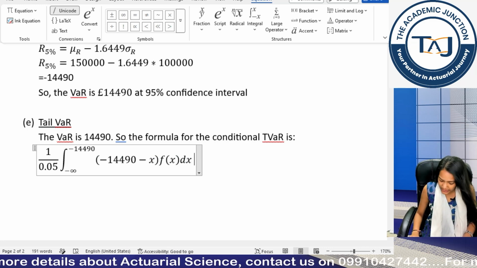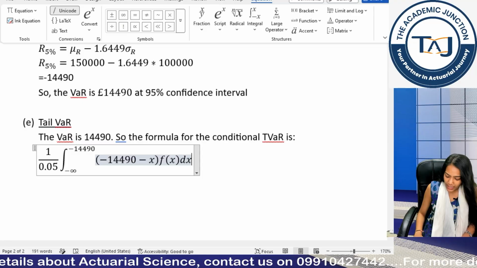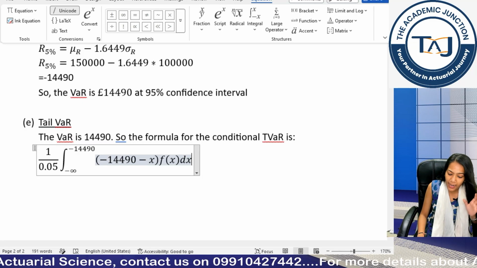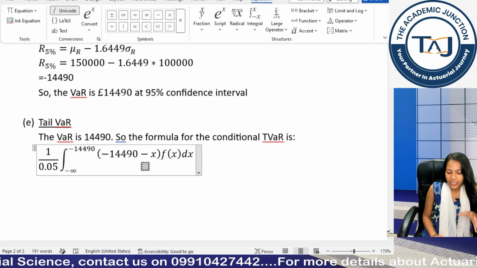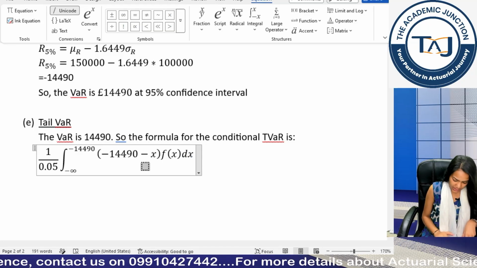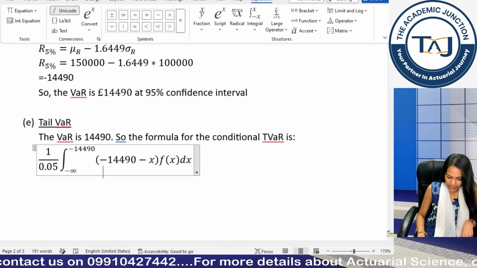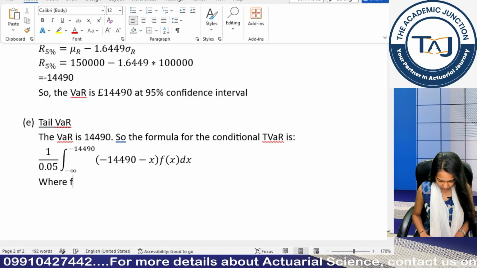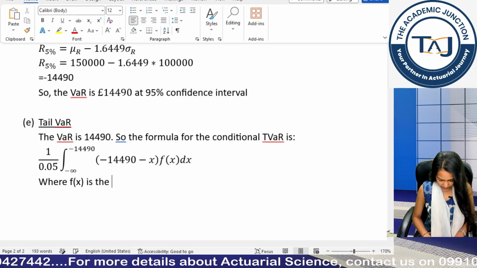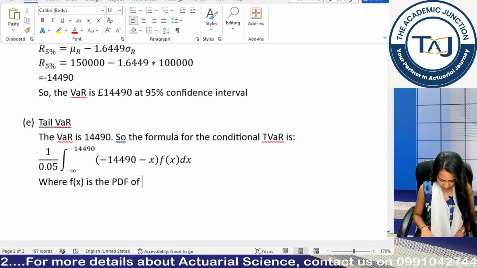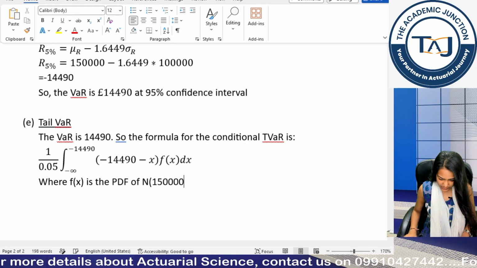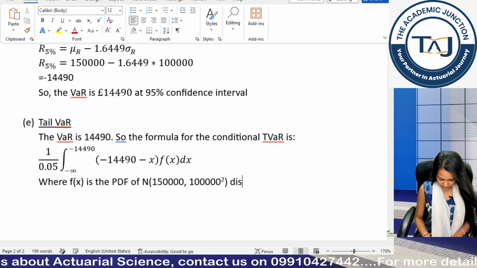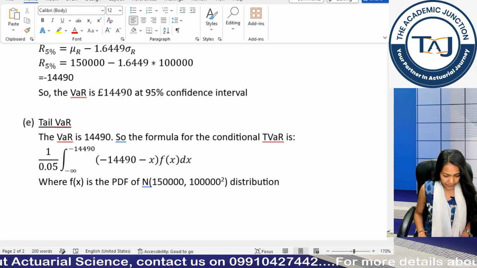That's what I wanted. Otherwise, what will happen? अगर आप इसके बाद ही enter or space bar, if you would be hitting enter or space bar after this, a situation like this would occur, okay, which was not desired. So that's why I have to move out of this equation, where fx is the PDF of normal 150,000 comma 10,000 का square distribution, okay.